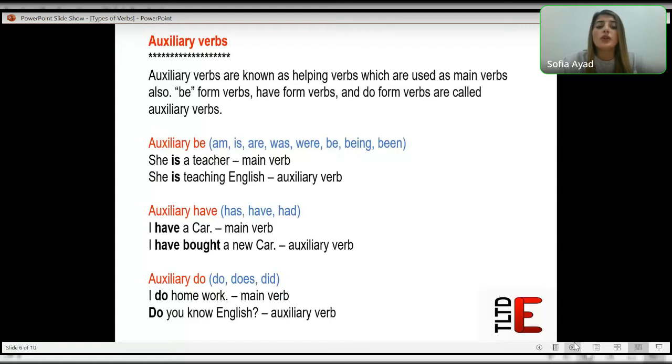I have bought a new car. Here the verb have is auxiliary verb.